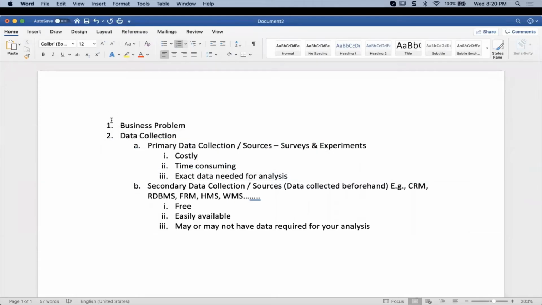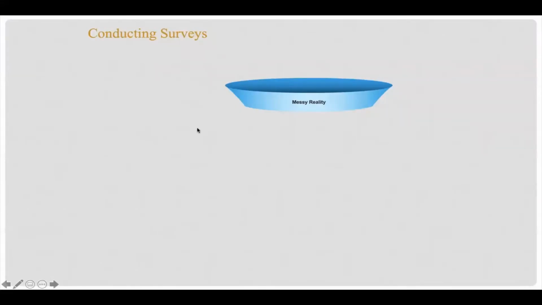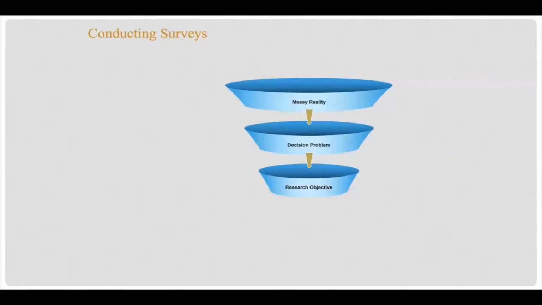Remember, the first step is to understand the business problem. And the business problem is usually a messy reality. It's not carefully defined by you or your customer. They will have a vague statement that, you know what, my sales are low. For that messy reality, you have to come up with a decision problem. Conducting surveys is no easy task, friends. Once you understand the decision problem, you have to break it down into a research objective. Once you have a research objective, you conduct the survey and then you get the data for analysis.